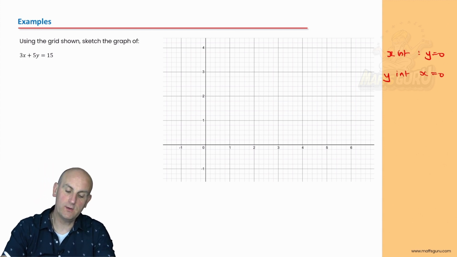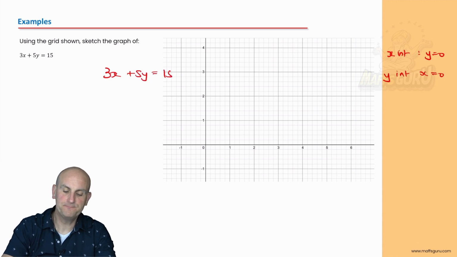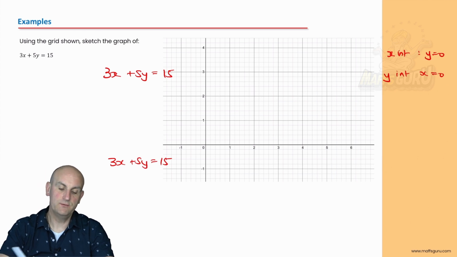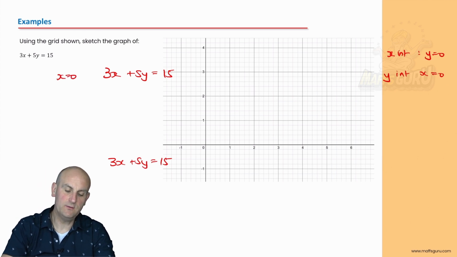So I'm going to write down my equation twice. 3x plus 5y equals 15. And I'm going to write it again down here. 3x plus 5y equals 15. The reason I'm doing this is I'm running out of space on my PowerPoint. So this one here, I'm going to let x equal 0. And this one here, I'm going to let y equal 0.